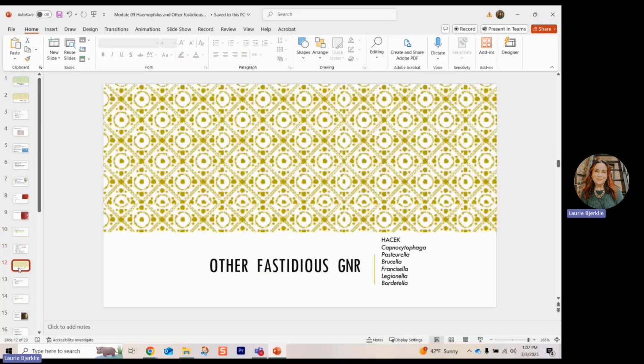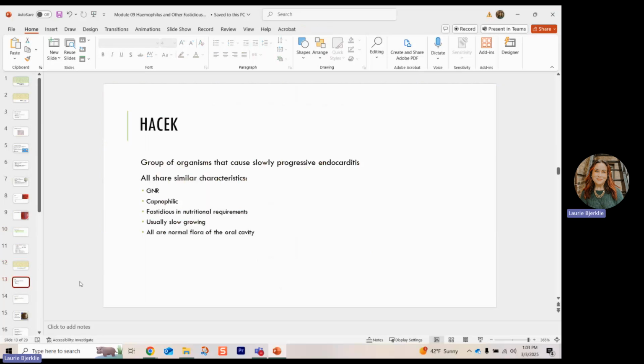Okay, moving on to some other fastidious Gram-negative rods. So we have the HACEK group. I said we were going to come back to that, along with some of these other organisms that we are going to discuss. The HACEK group is a group of bacteria that are all Gram-negative rods. They're all fastidious, and they are all known to cause slowly progressive endocarditis. So that is why they're grouped together.